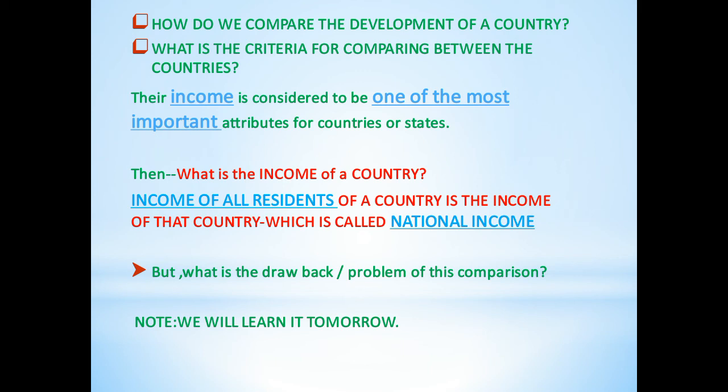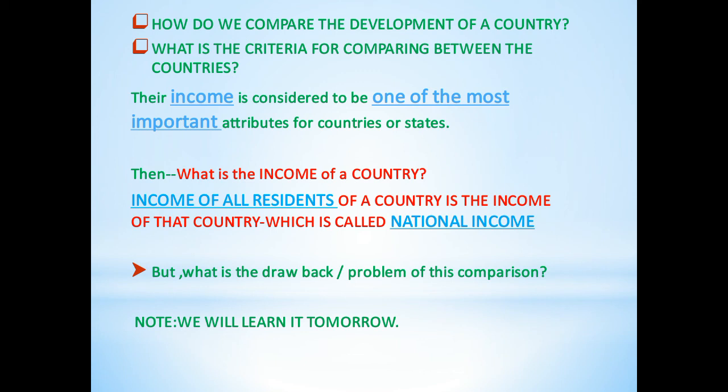Their income is considered to be one of the most important attributes of a country or state. Okay, did you get that point? Income is the most important criteria on which we compare 2 economies or 3 economies. Based on the income of that country, we can say that the country is developed or underdeveloped or developing.